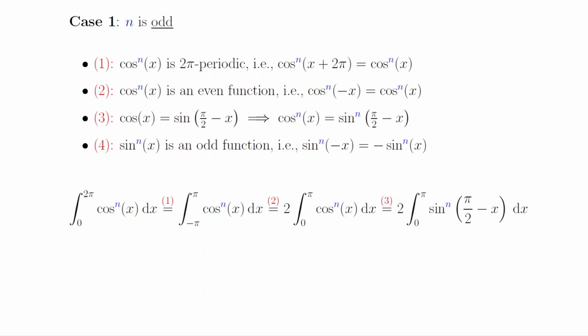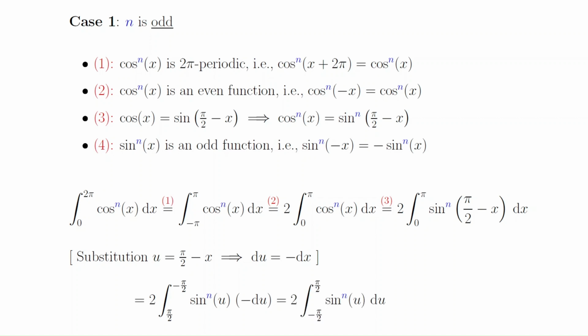By property 3, write the cosine in terms of the sine. Now we make a very simple u substitution. Consider u equal to pi over 2 minus x, and differentiate to obtain the new differential. Apply the change of variable to the integrand as well as to the limits of integration. You can use that extra negative sign to swap the limits of integration.